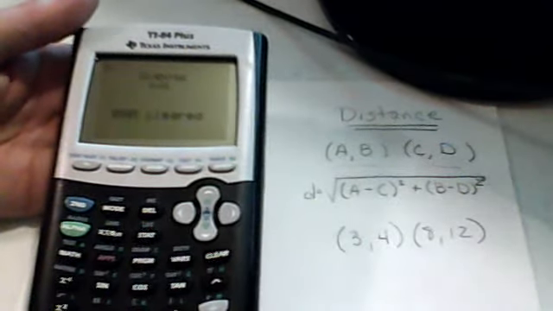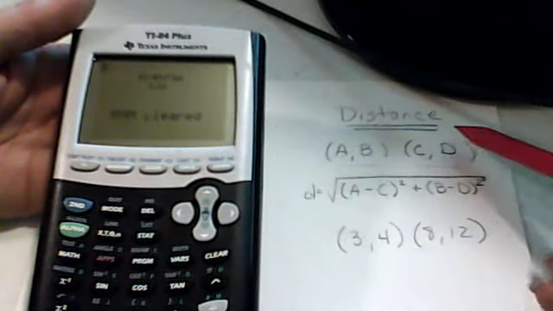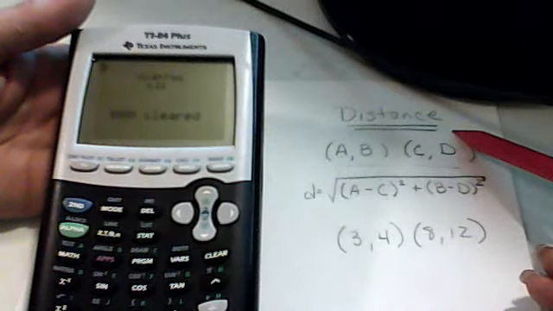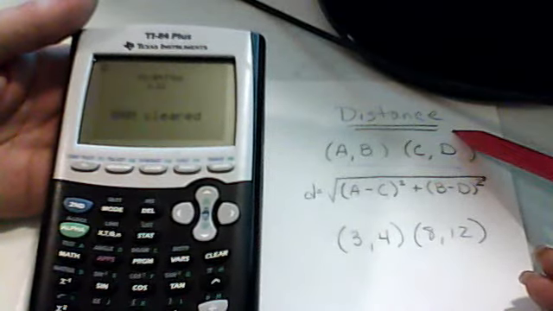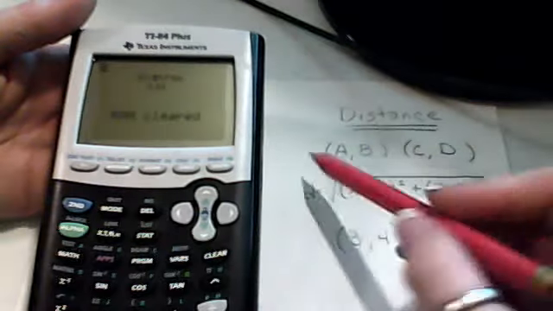I'm going to show you how to write a distance program for your graphing calculator so that you can check your answers to the problems that we've been doing in class. Now, in order to do this, we have to set up variables to represent our numbers in the calculator.